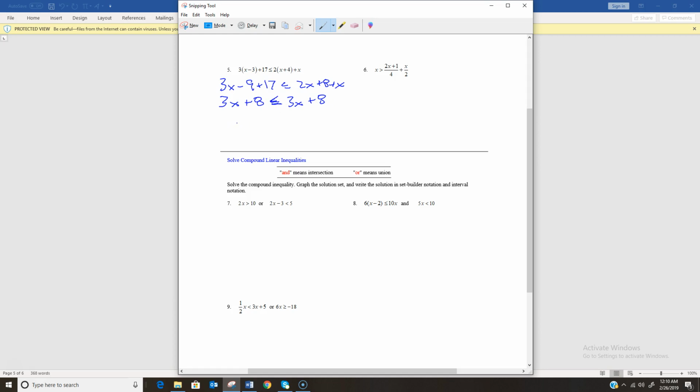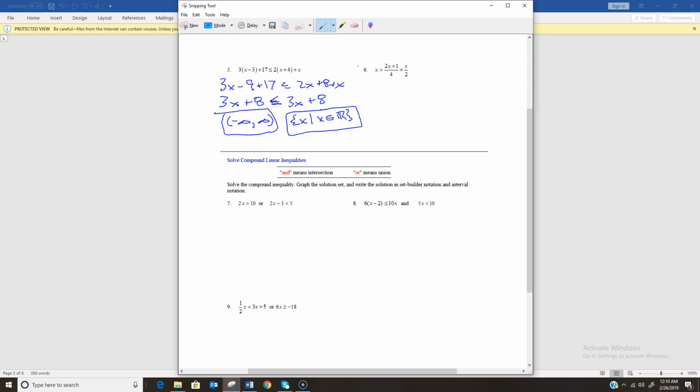So this is all real numbers. So this is negative infinity to infinity. If you graphed it, you just color in the whole number line, and set builder notation is x, where x is an element of the reals. And again, you'd shade in the whole number line.